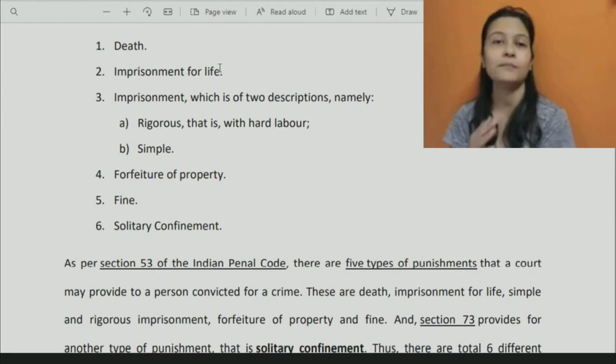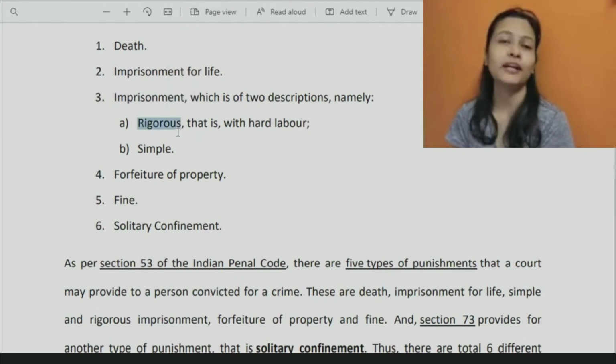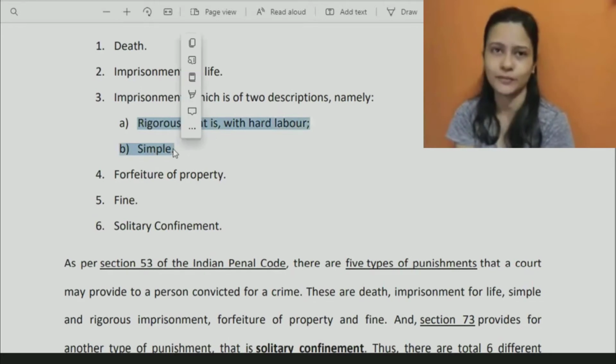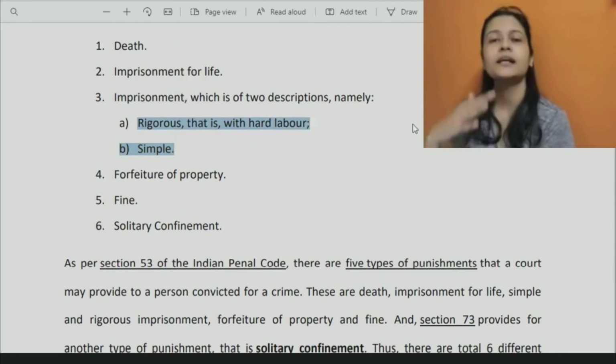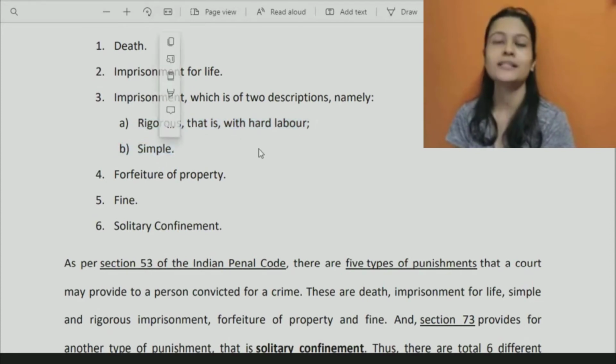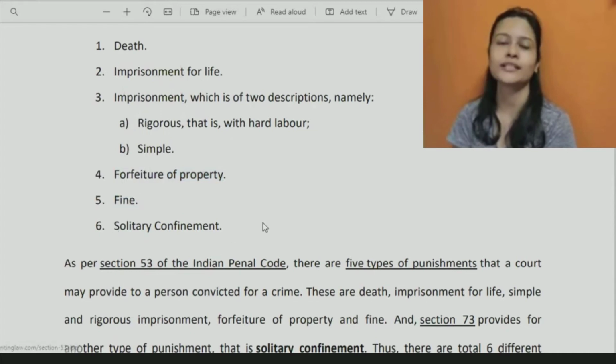Second being imprisonment for life. Third also is imprisonment, but it is not for life. It will be for some fixed period, and that time frame also will be mentioned. So imprisonment for life, then imprisonment for a fixed period, which might either be rigorous imprisonment or simple imprisonment. Next is forfeiture of property. Next is fine. And last one is solitary confinement.